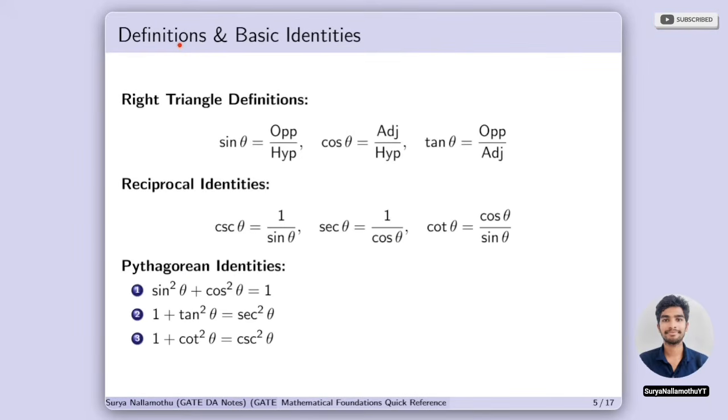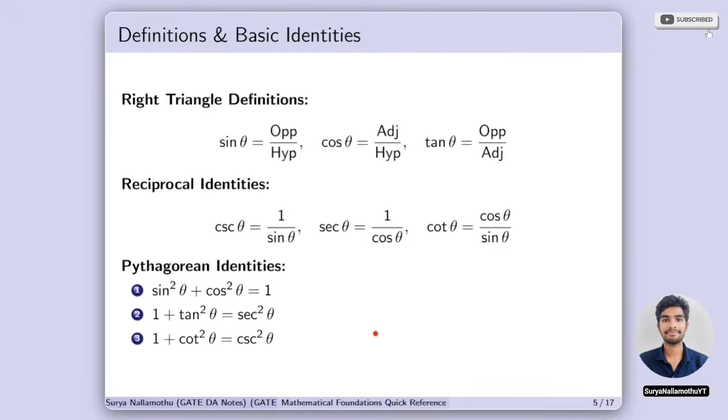And next, definitions and the basic identities. For the right triangle definitions, sin theta is equal to opposite side by hypotenuse. For cos theta, adjacent side by hypotenuse. For tan theta, it is nothing but opposite side by adjacent side. For the reciprocal identities, cosecant theta is equal to 1 by sin theta, secant theta is equal to 1 by cos theta, then cot theta is equal to cos theta by sin theta.